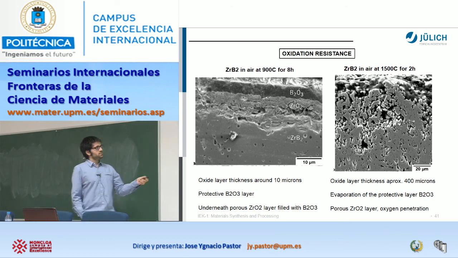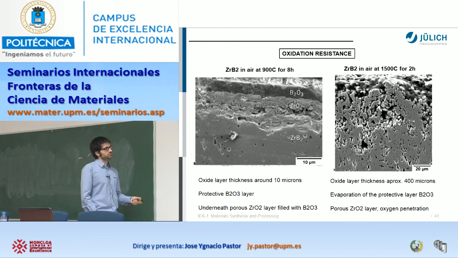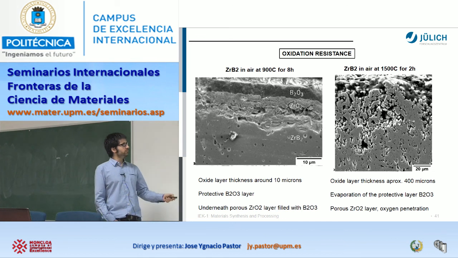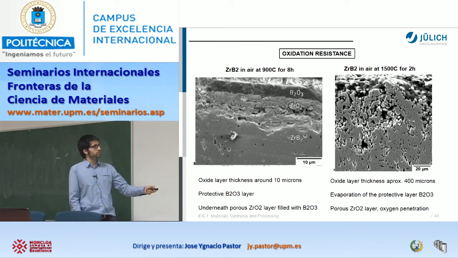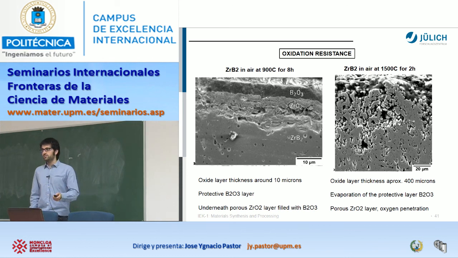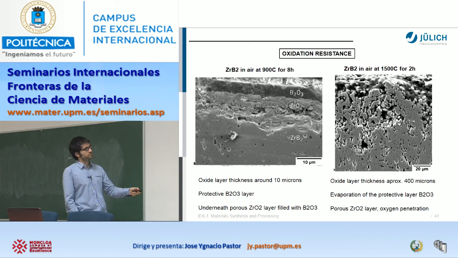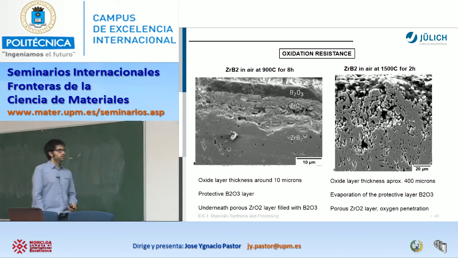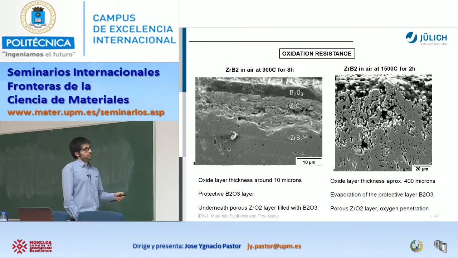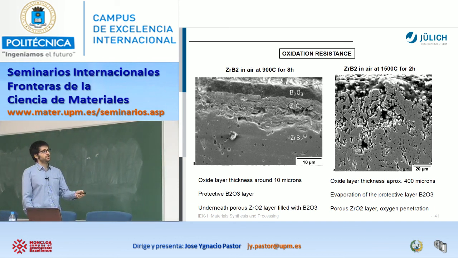But what is the problem? This is just 900. If we want to go to higher temperatures, for example 1500 and just 2 hours, we see it's a totally different microstructure. This one, all of it, is the porous zirconium oxide, okay? All the material is practically gone. Why? Because this boria that was liquid and helped to protect, at this temperature evaporates. Then if we don't have our boria, we just have our zirconia that is porous, because here was the boria and it's gone, and then the oxygen can penetrate and react with our zirconium diboride. Therefore, if we want to use this kind of material, we need an environmental barrier coating, as I told you, or improve these layers against the oxidation to avoid exactly that.